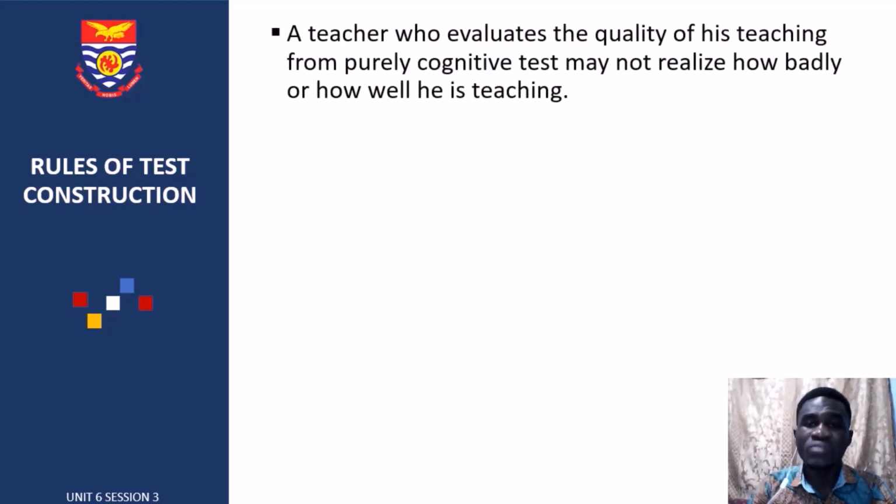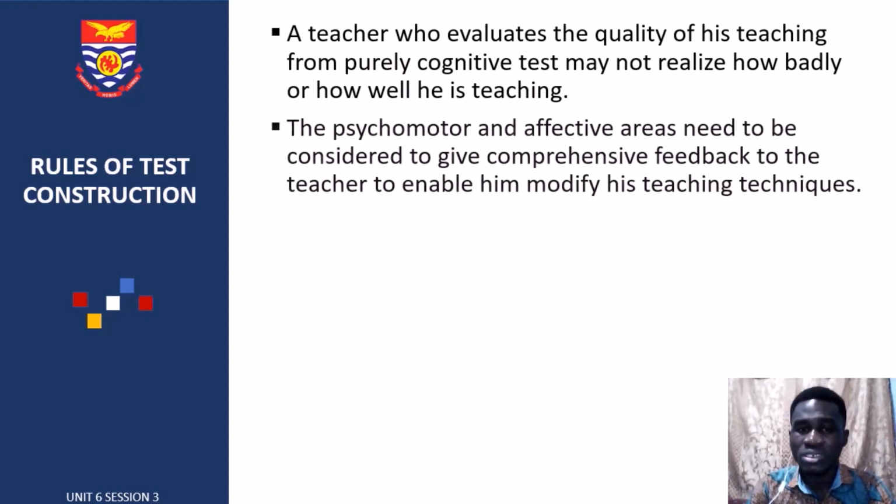Just as there are levels of objectives, there are also levels of testing. Most often, evaluations that are carried out do not test for all the important objectives. A teacher who evaluates the quality of his teaching from a purely cognitive test may not realize how badly or how well he is teaching, because the psychomotor and the affective areas need to be considered to give comprehensive feedback to the teacher to enable him modify his teaching techniques. But here lies the case: the teacher is only using a test that is purely cognitive inclined.